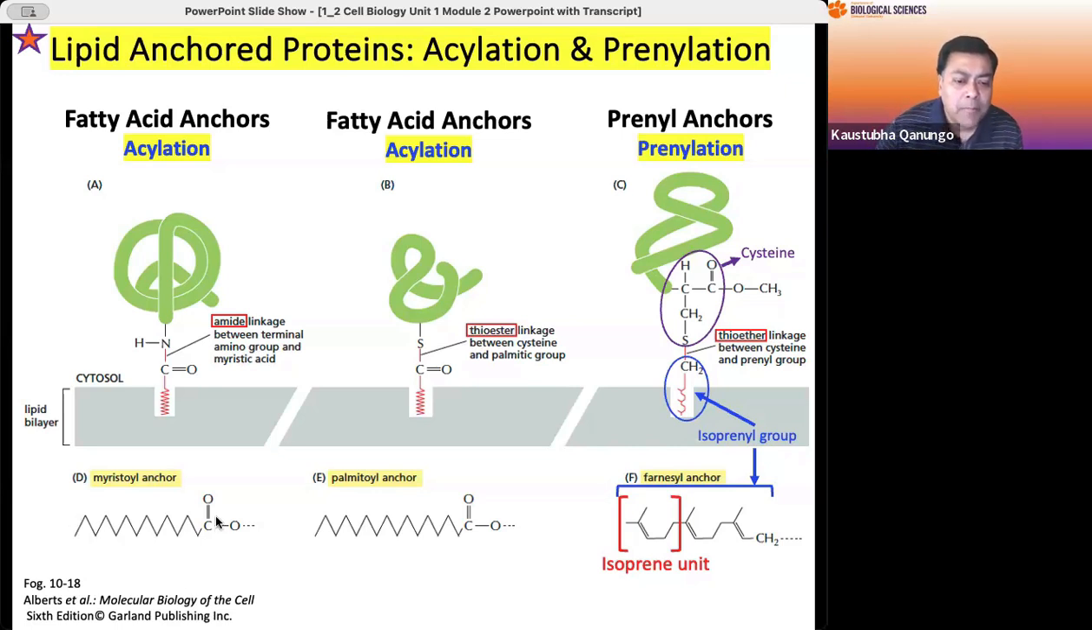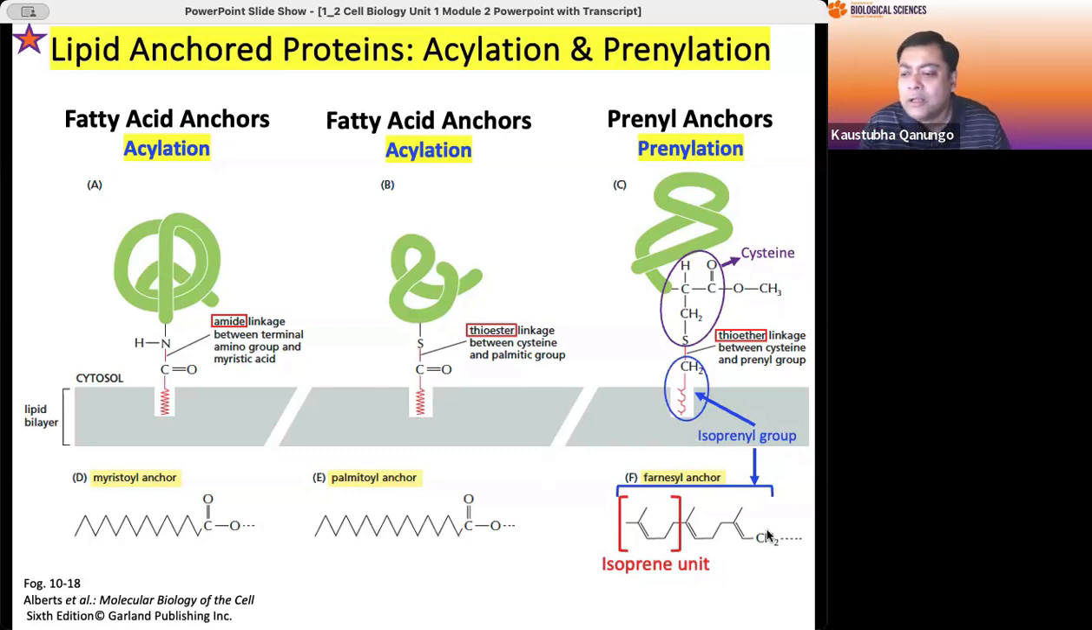Say, for an example, here, this is a myristic acid, a myristoyl anchor. From myristic acid, myristoyl is the adjective of that. So this is a myristic acid, that's the fatty acid. If this is added, this is a myristoyl anchor. This is a palmitic acid, palmitoyl is the adjective of that. If a palmitic acid, fatty acid, is attached to an anchor, it will be a palmitoyl anchor.